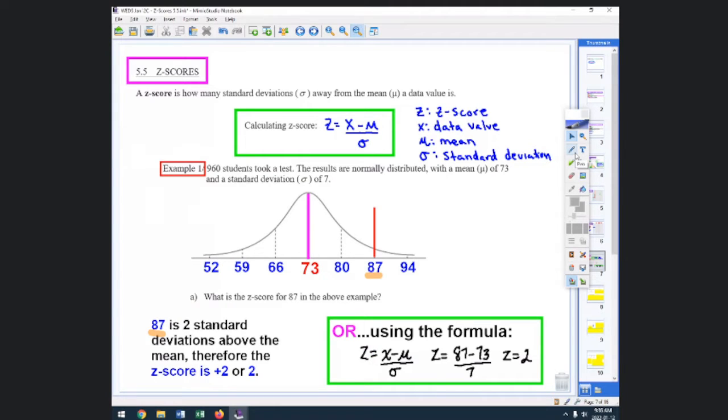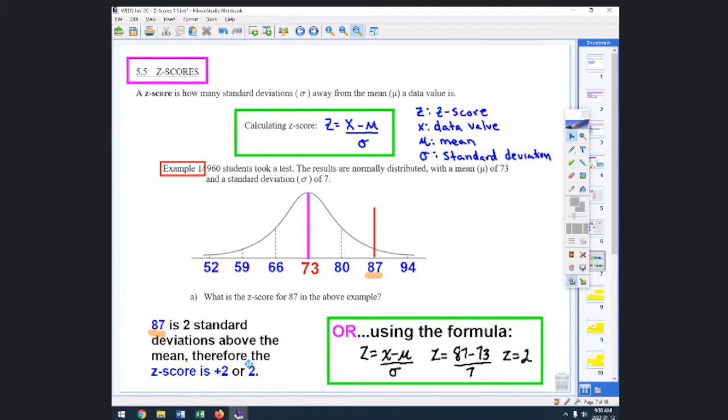If I plug in 87 for the data value, because that's my item of interest here, 87 is the score I'm looking at, minus 73, which is the population mean, divided by 7. Well, 87 minus 73, I believe, is 14. Divided by 7 is 2. So do we end up with the same result? We do.